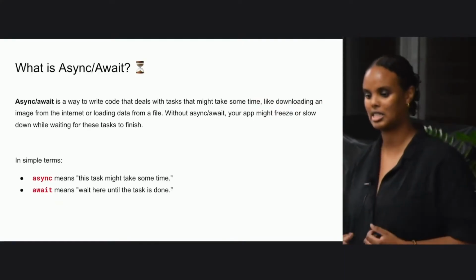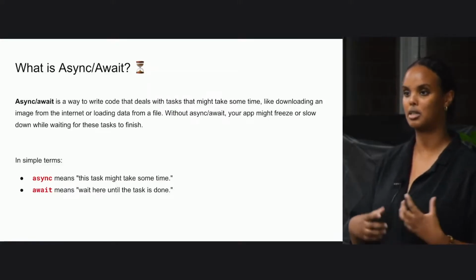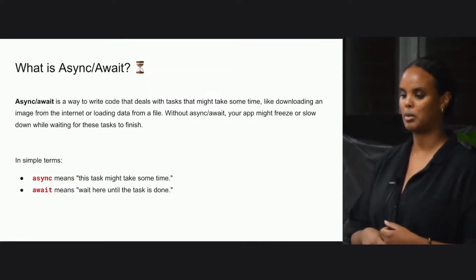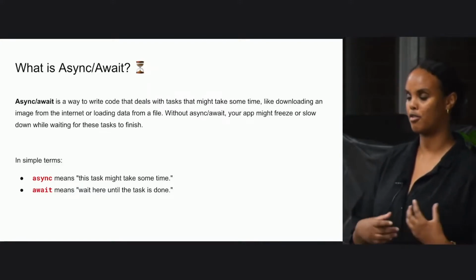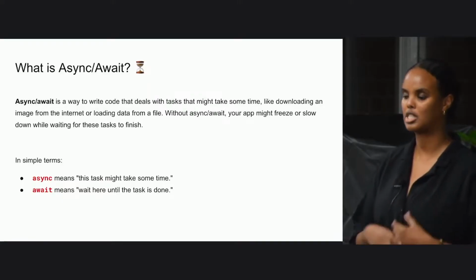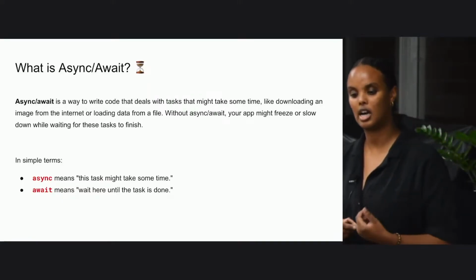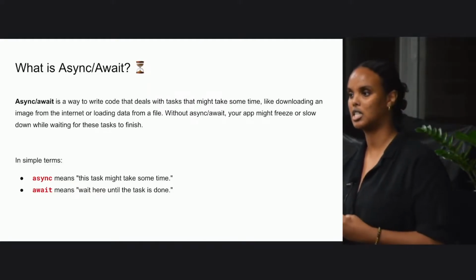So what is async await? Async await is a way to write code that deals with tasks that might take some time, like downloading an image from the internet or loading data from a file. Without async await, your app might freeze or slow down while waiting for these tasks to finish. So in simple terms, async means this task might take some time, and await means wait here until the task is done.